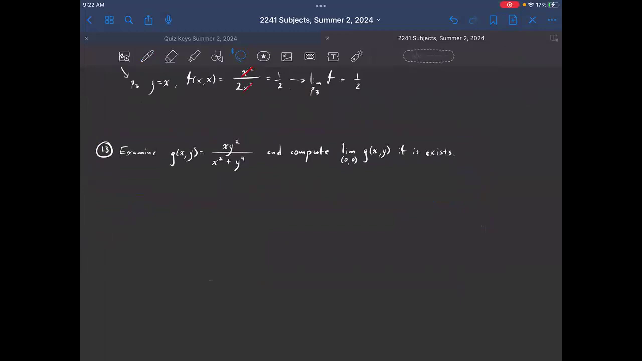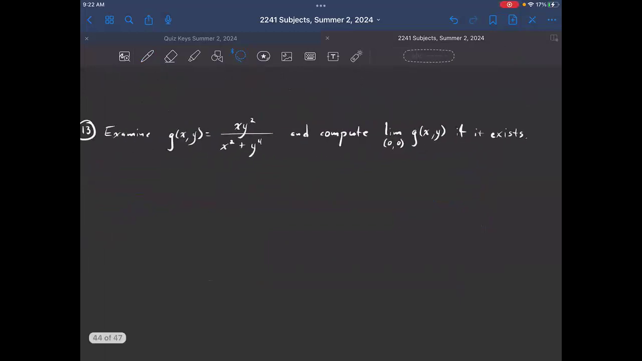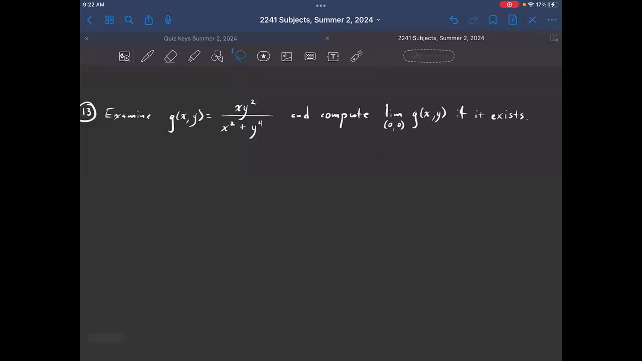So here, we're given a slightly different function. And we want to see, well, what happens when I try those paths that I looked at a second ago. Well, I can see that if I try x equals 0, y equals 0, then I get the same thing, g of 0, y, g of x, 0 equals 0.